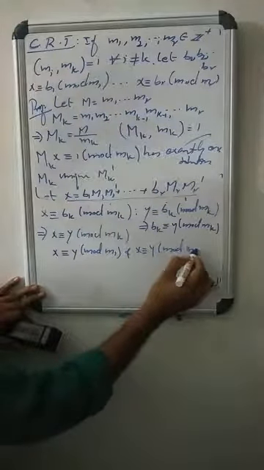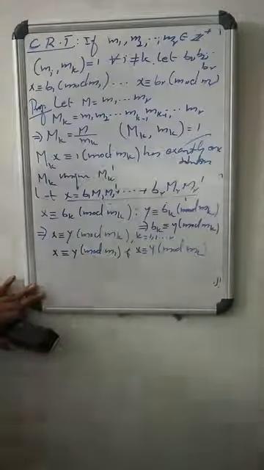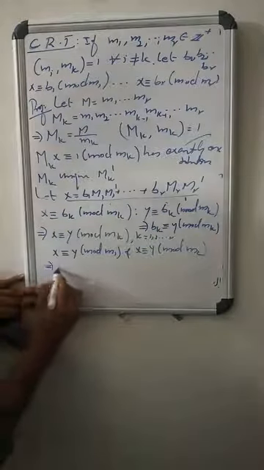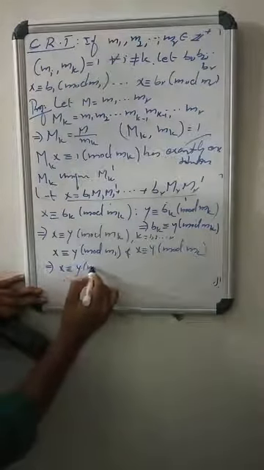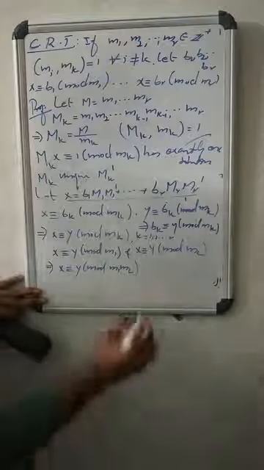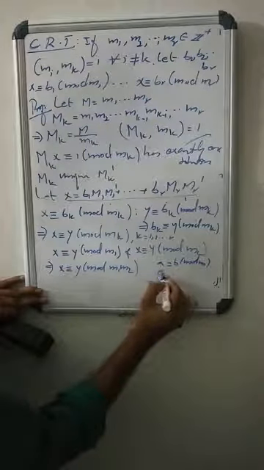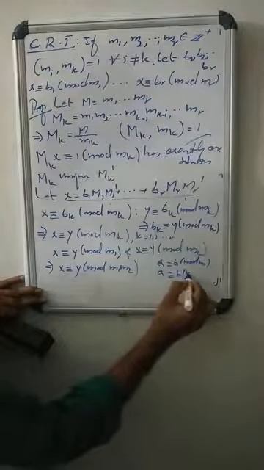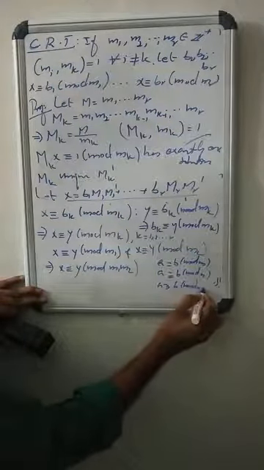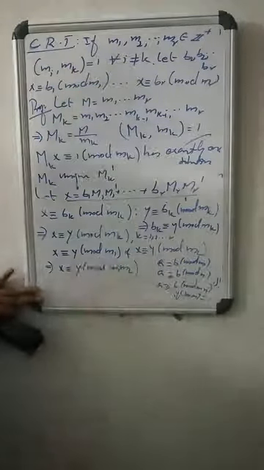Consider these two only, for mk where k = 1, 2, etc., to r. So consider x ≡ y mod m1 and x ≡ y mod m2. Then that implies x ≡ y mod m1 m2. Why? Because we have a result: if a ≡ b mod m and a ≡ b mod n, then a ≡ b mod mn, provided m and n are relatively prime. Here m1 and m2 are relatively prime.